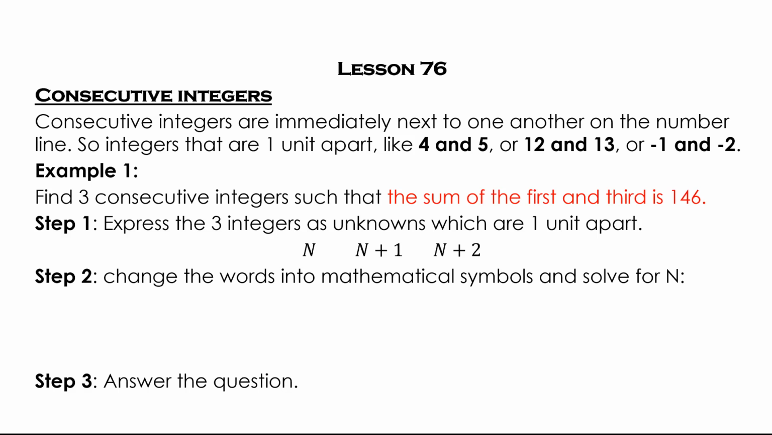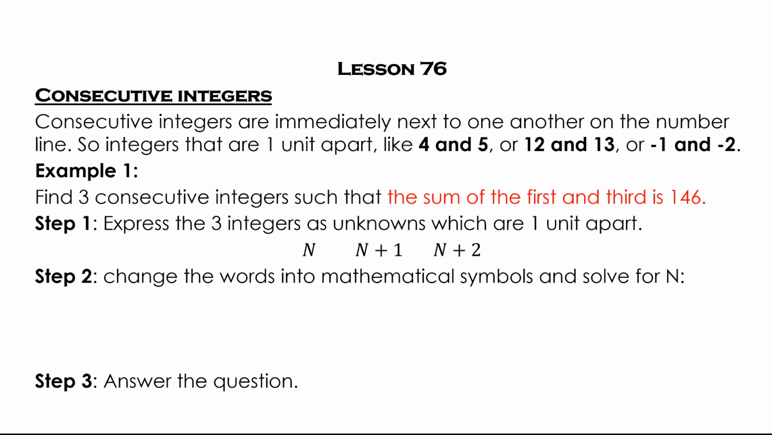Okay, lesson 76 is about consecutive integers. Consecutive integers are immediately next to one another on the number line. Integers that are 1 unit apart are what we call consecutive integers. So 4 and 5 are right next to each other, they're consecutive. 12 and 13, they're consecutive. -2 and -1, they're right next to each other, they're consecutive.